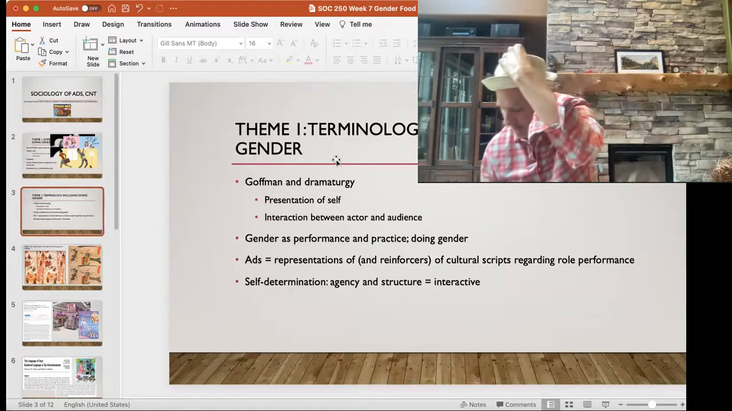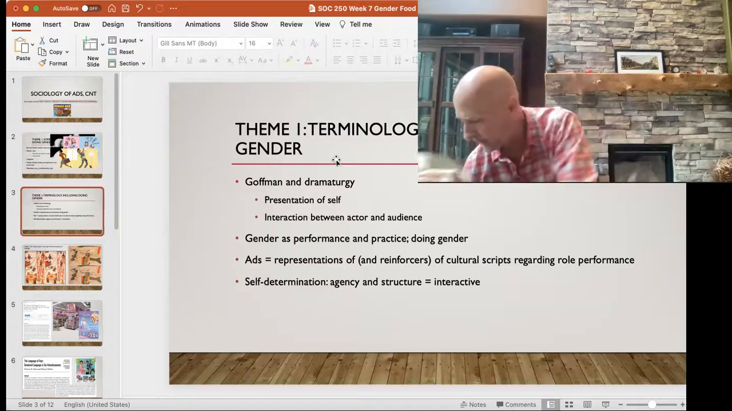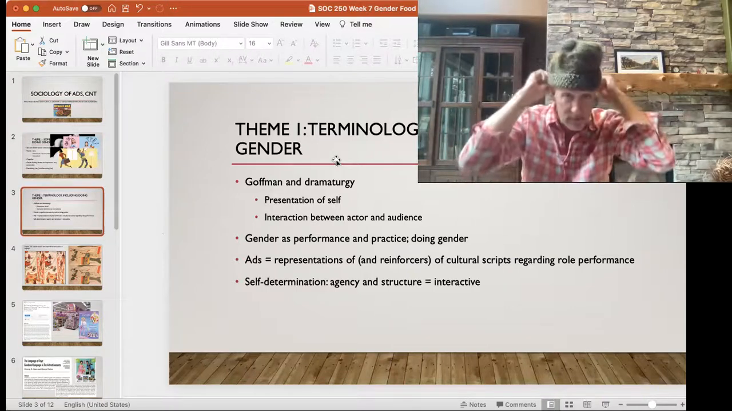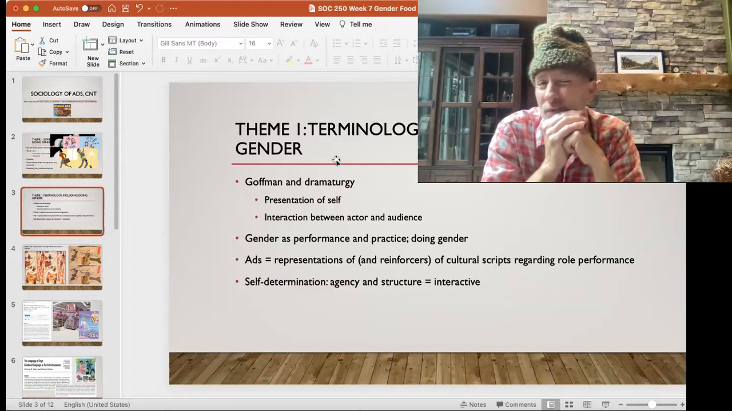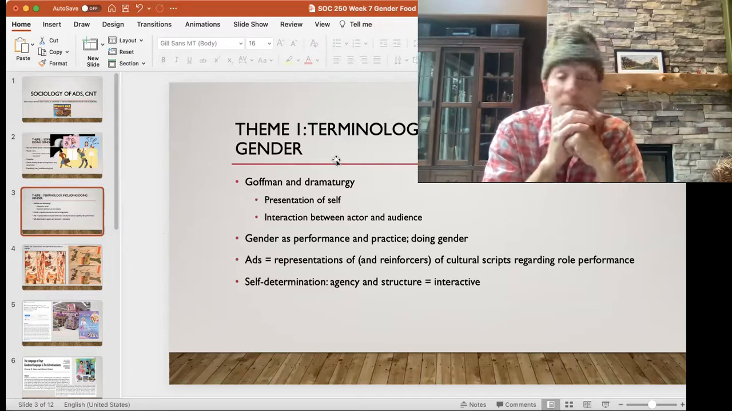Okay, let's now talk about doing gender. I'm going to put on another one of my wife's hats here, a winter hat. I'm not sure if you can tell, is that feminine? Is it masculine?